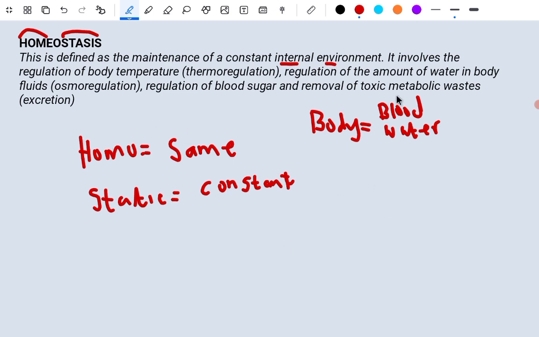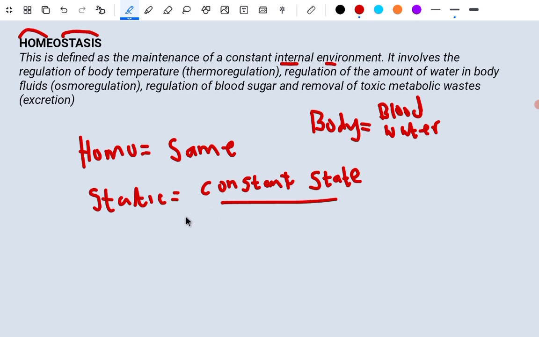Homeostasis tries to maintain the environment inside the body in a constant state. So homeostasis is just the way the body tries to maintain its own internal environment in a constant state.